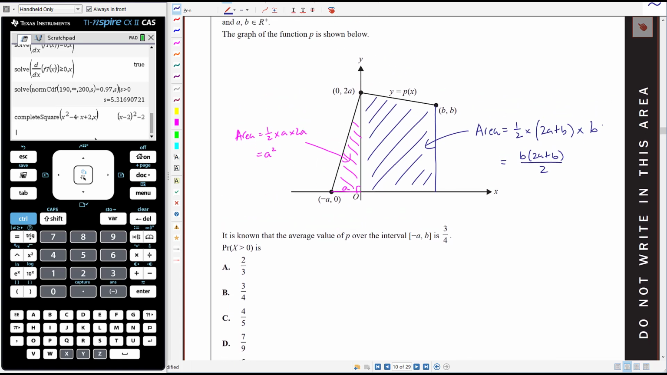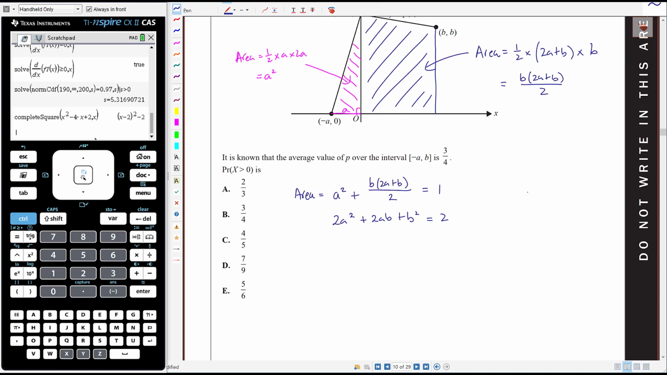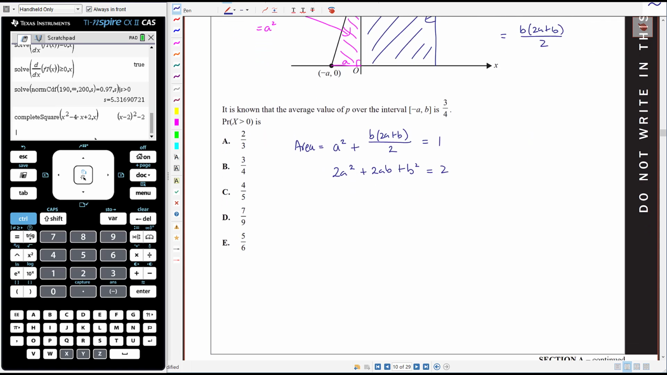Alright, so we know that the total area has to be 1. So the area is a squared plus b times 2a plus b all over 2, and that has to equal 1. Okay, so if we multiply by 2, and I might expand those brackets out, we've got 2a squared plus 2ab plus b squared, and that has to equal 2. Okay, so we'll just leave that. Let's call that equation 1.